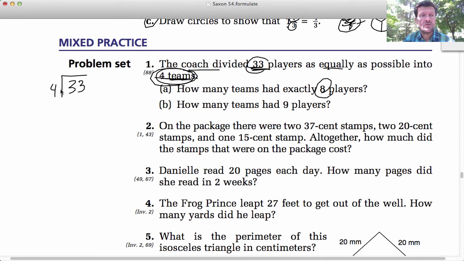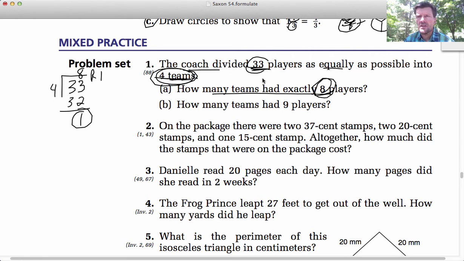Okay, so if you take 33 divided by 4, you're going to get 8. 8 times 4 is 32, but that's not exactly 33, so when you subtract you get a remainder, R, remainder of 1. So you're going to have 4 teams that have 8 players. But then you're going to have 1 left over. Okay?